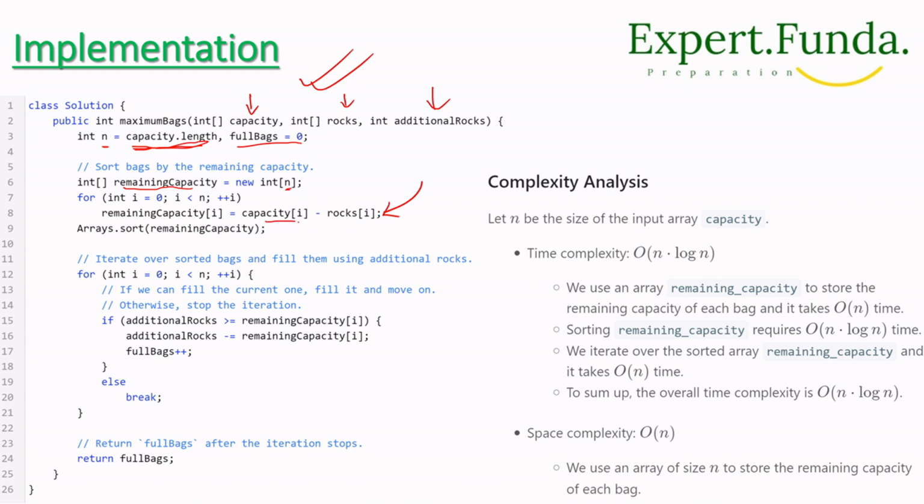We have to use capacity of i minus rock of i, and that is what the remaining capacity is here. Now we'll do the array sort, the step 2. So this was our step 1, and this is step 2. From here to here we have step 1, and this is our step 2.